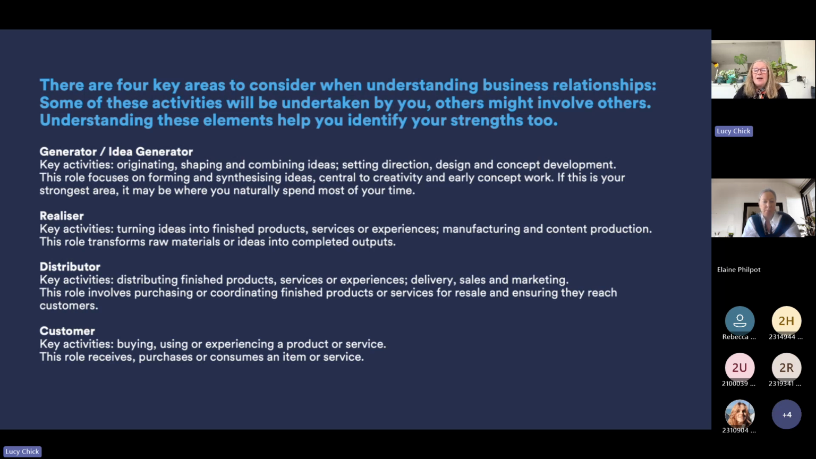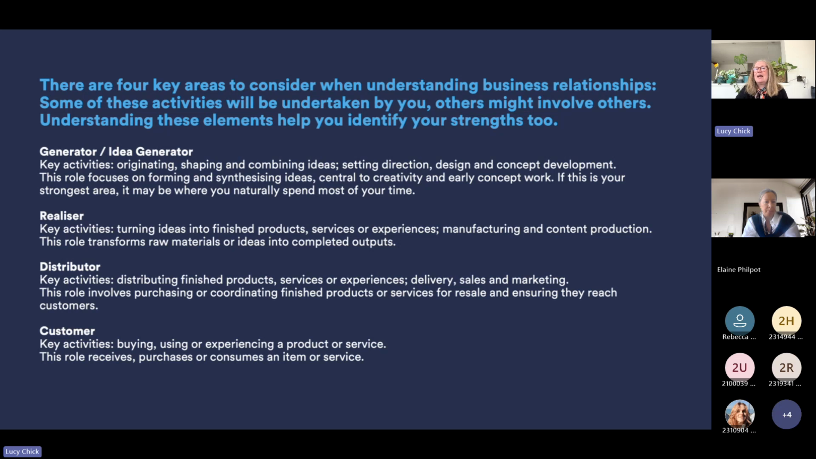The customers buy and use or experience your product or service, and they receive or consume the idea or the service. And you can't take them out of this. It's really important to think about that as well. You may well be a customer of somebody else, because you might be buying fabric, or wood, or materials, or software from someone. So at the same time as having a business, you are also a customer of someone else's business. So thinking about that can be quite key.